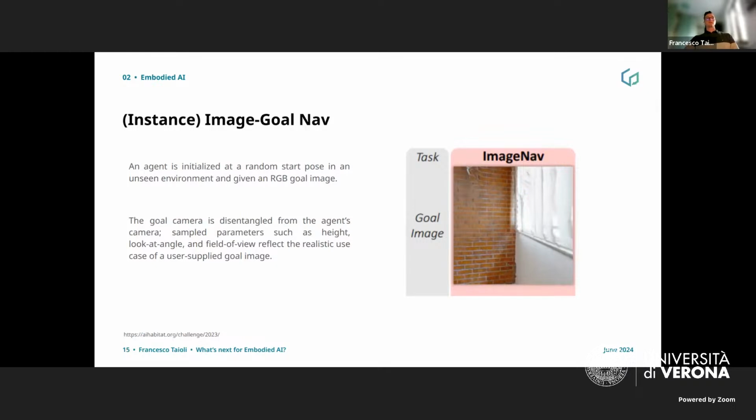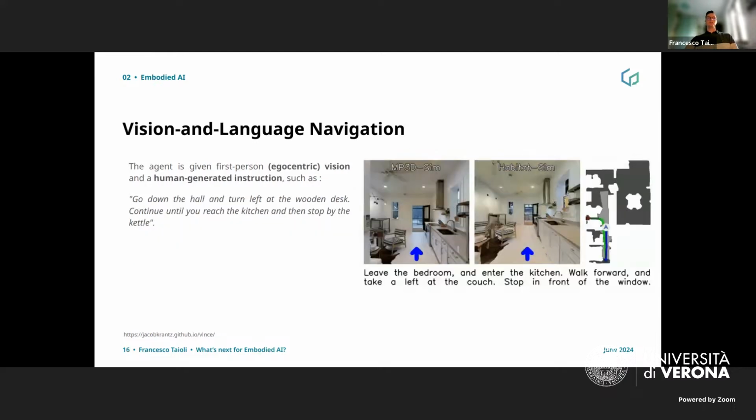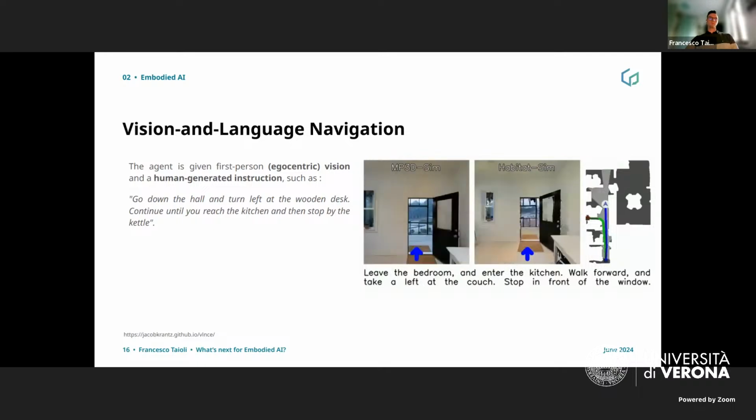Other pretty common tasks are instance image navigation. The input to the agent is a particular image that is disentangled from the agent's camera, so we can change things such as the height, the look-at angle, and the field of view, to reflect the case where a human takes a picture inside the home and wants the agent to go to that particular location.